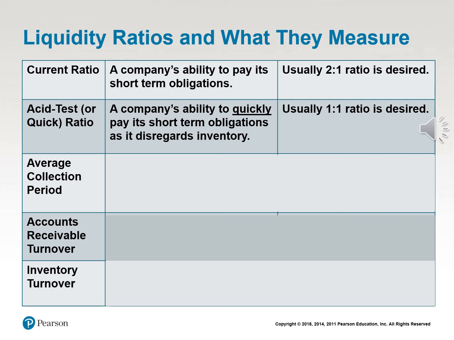With the acid test or quick ratio, we're still looking at a real number like we did with the current ratio, but in this case we're looking more for a 1-to-1 ratio. That means that we would have $1 of current assets, not including inventory, for every $1 of current liabilities that we had.